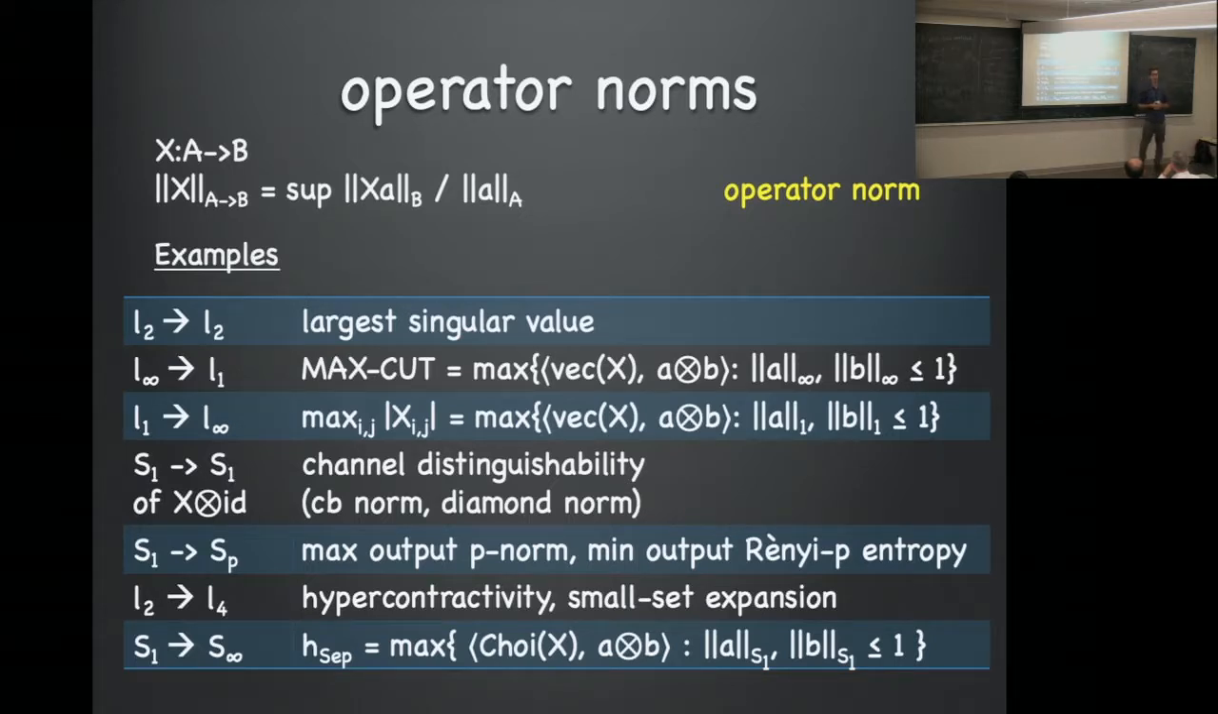And finally, the S1 to S infinity norm turns out to be equivalent again to H-sep. So H-sep is equivalent to many problems, and one of them is the operator norm of mapping operators from Schatten norm 1 to Schatten infinity norm. One way you can see this, I guess the way I wrote it is not the most clear. Let me write it out.